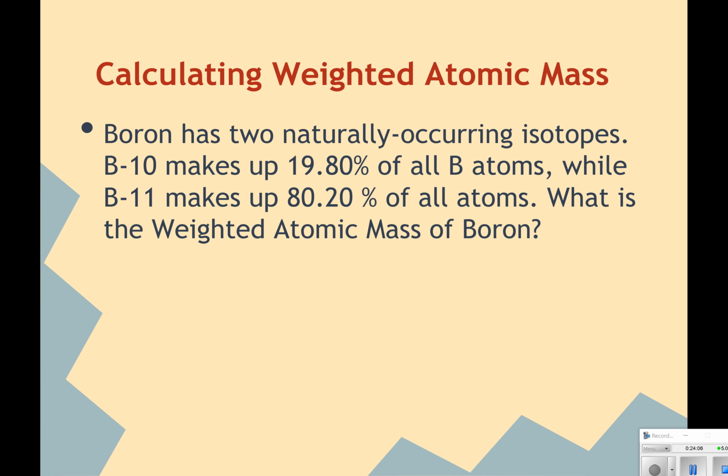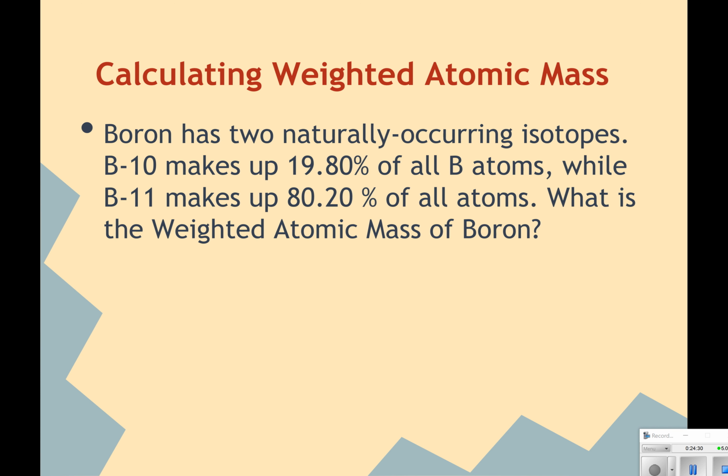And we'll do one more example. Boron has 2 naturally occurring isotopes, B10, which makes up 19.80% of all boron atoms, while B11 makes up 80.2% of all atoms. What is the weighted atomic mass of boron? Take a second, set this one up, and we'll check your work. Now I'm going to write this one in here in shorthand.